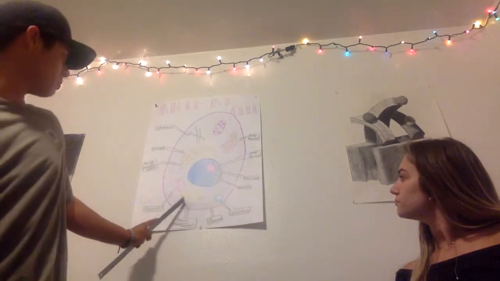And then next we have the smooth ER, endoplasmic reticulum, which is involved in the synthesis and storage of lipids. And so with the analogy, we said that the smooth ER would act more as like a storage unit, room, whatever you want to call it, just for different products, such as lipids. And that's right here without the ribosomes attached to it.